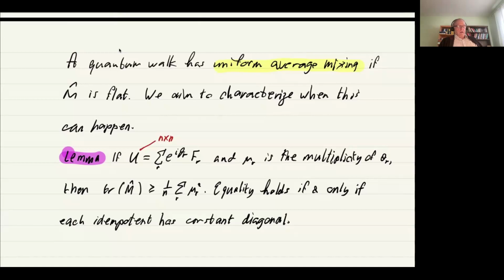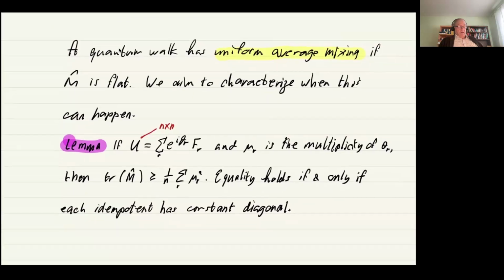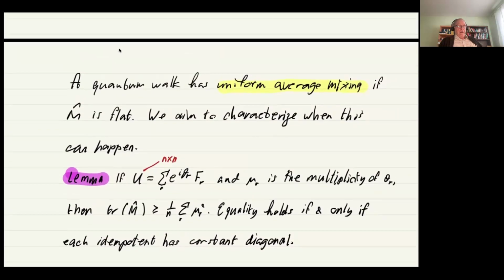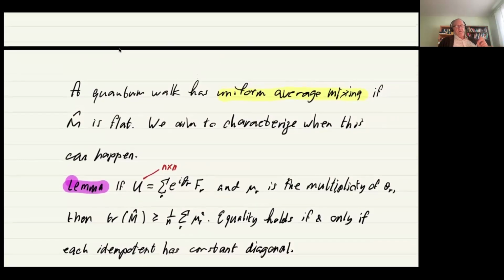Okay. Now, what I'm saying here is that there's nothing that forces M hat to be real, even real. And so this definition just says M hat is flat. So the entries might be all over the place, but they all have the same absolute value. And so I want to characterize when the average mixing matrix is flat.